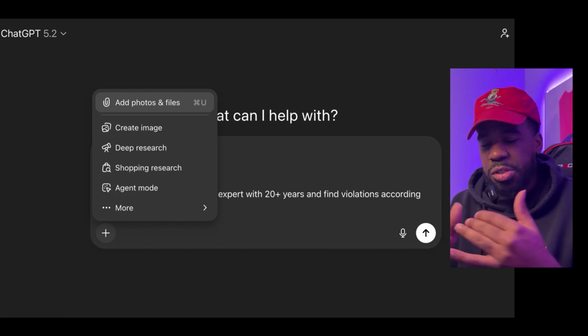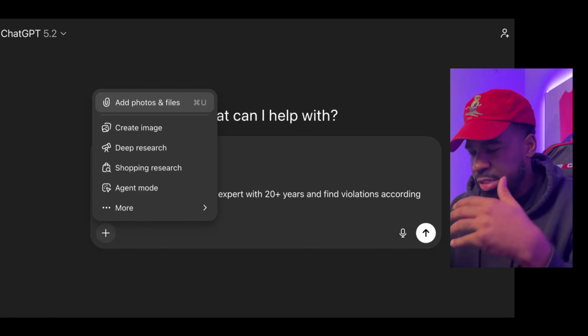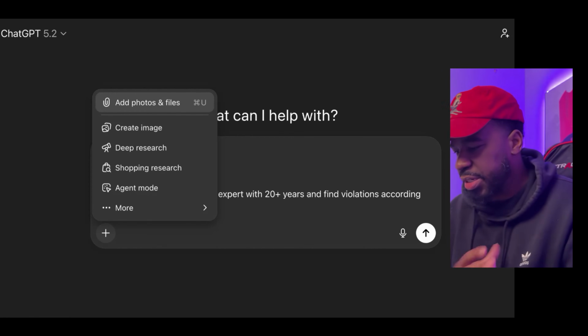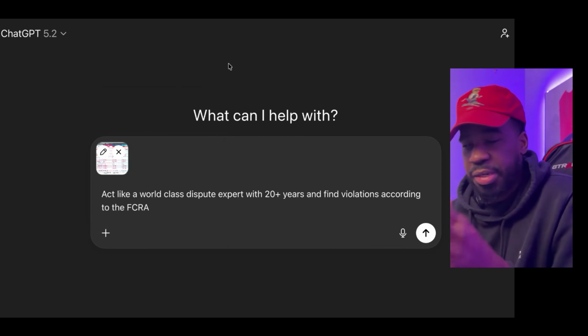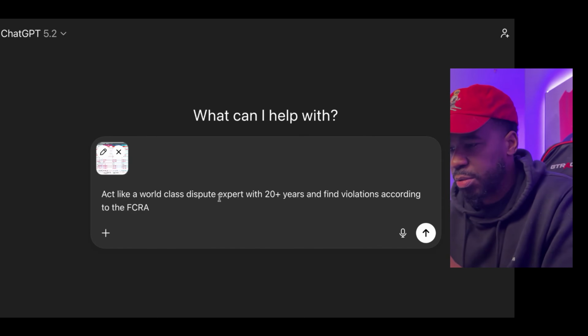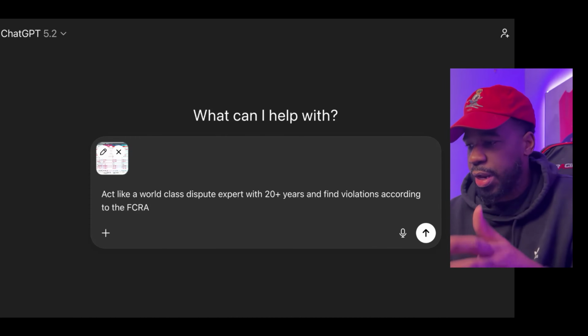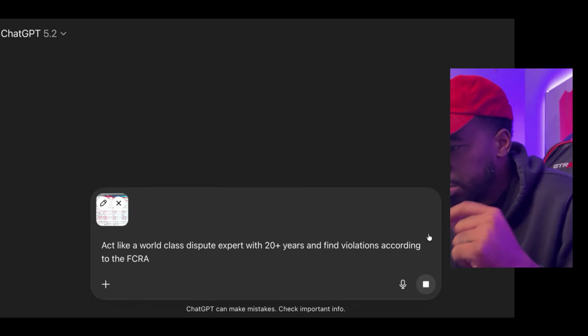So what I want you to do is screenshot the charge-offs, the collections. If you have a repossession, eviction, whatever you have on your report, I want you to screenshot those accounts. Okay. Now, once you screenshot those accounts, you're going to put in this prompt: act like a world-class dispute expert with 20 plus years and find violations according to the Fair Credit Reporting Act. And then just click on submit.